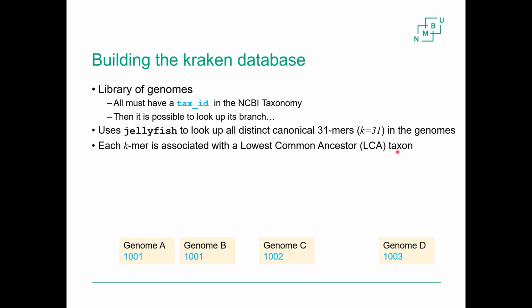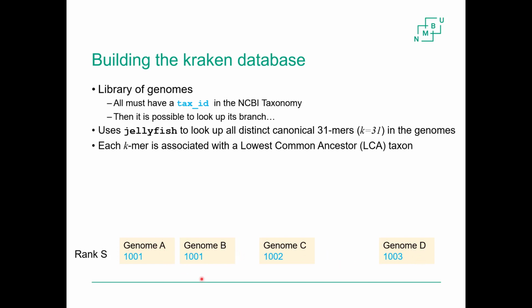Here I have made an example. So let's say we now have 4 genomes we want to fill the database with. This is how we build the database. All of these genomes have a tax ID, that's the blue numbers here. And these are at the species rank. It's not like all genomes have to be at the species rank, but in this example they are.